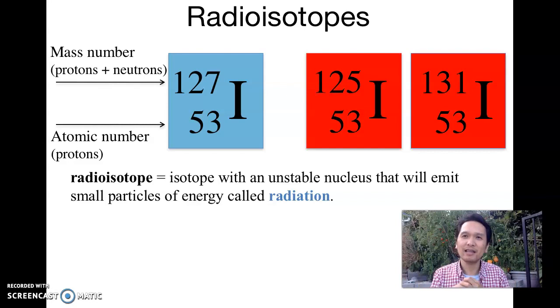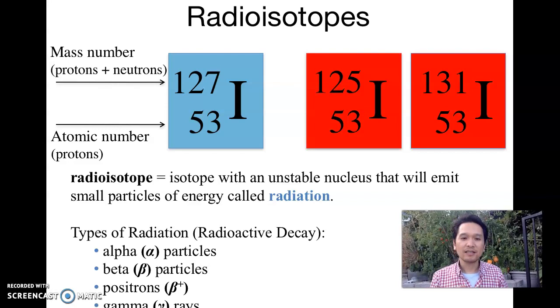Remember what's in an atom, right? You have your protons, your neutrons, and your electrons. You have positive and negative charges, and you also have masses. So when it breaks apart, it will release these particular parts. Now, the type of parts that it releases will define the type of radioactivity. Okay, so it will emit this energy we call radiation. And so, what are the types of radiation that we will learn in this class? We will learn about alpha particles, we will learn about beta particles, positrons, and gamma rays.